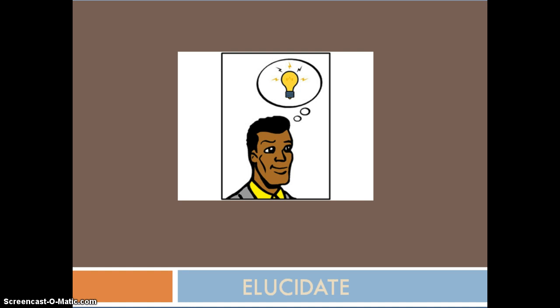Next one is elucidate. It's a verb. It means to clarify or to explain. You get that when the light bulb goes off in your head. You don't get something, and all of a sudden you get it. That would be elucidating. Okay. The synonym for elucidate is to interpret, and the antonym for that one is muddy, to make it less easily understood.